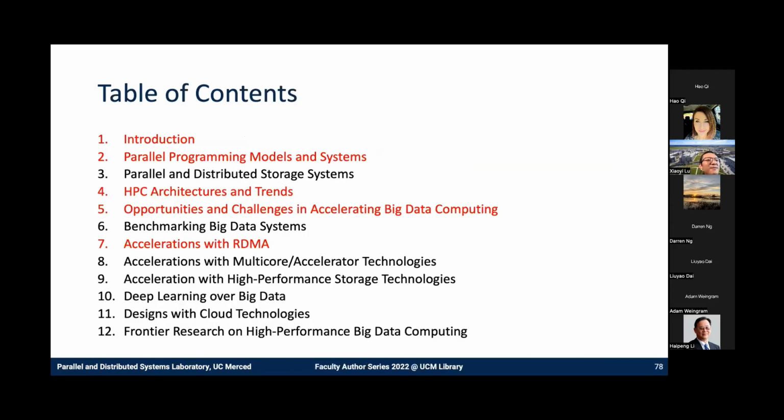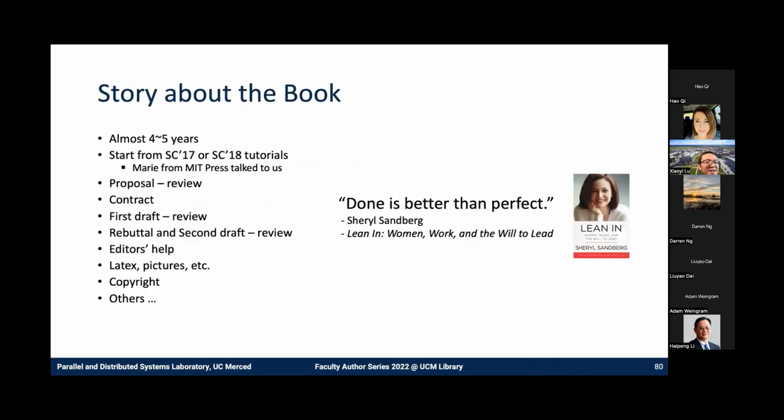And if you look at the table of contents, I only covered some of it in this talk, like the red ones: the introduction, programming models, architecture trends, opportunities and challenges, and how to accelerate with RDMA techniques. But many other things I cannot discuss because I don't have enough time. If you have a chance to read the book, please feel free to let me know and then we can talk.